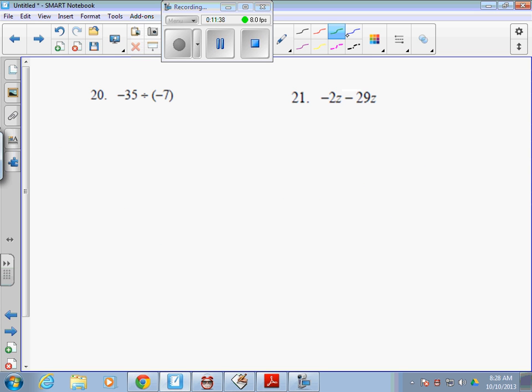Number 20 says negative 35 divided by negative 7. Negative divided by negative is a positive. Number 21 says negative 2z minus 29z. Same sign, add them up. 29 and 2 is 31z. And since they were negative, keep that common sign.